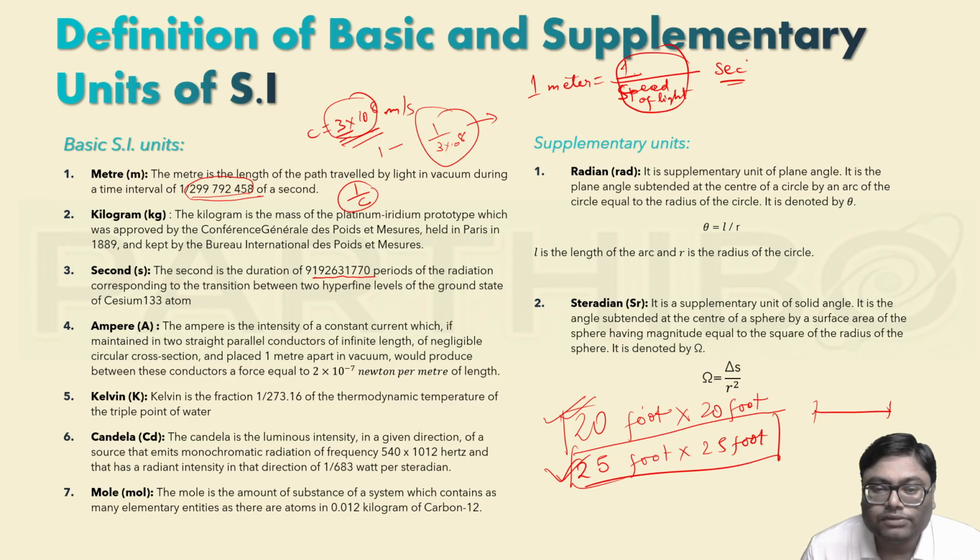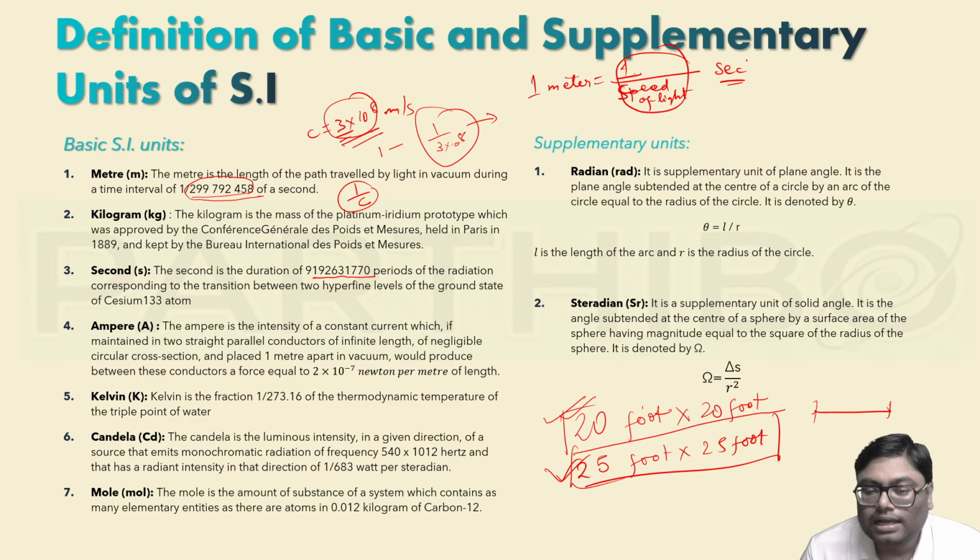And supplementary units. Radian is the supplementary unit of plane angle. It is the plane angle subtended at the center of a circle by an arc of the circle equal to the radius of the circle. It is denoted by theta. Theta is equal to L by R, where L is the length of the arc and R is the radius of the circle.